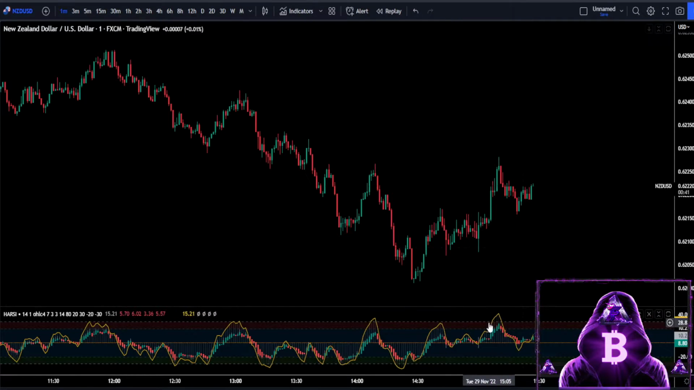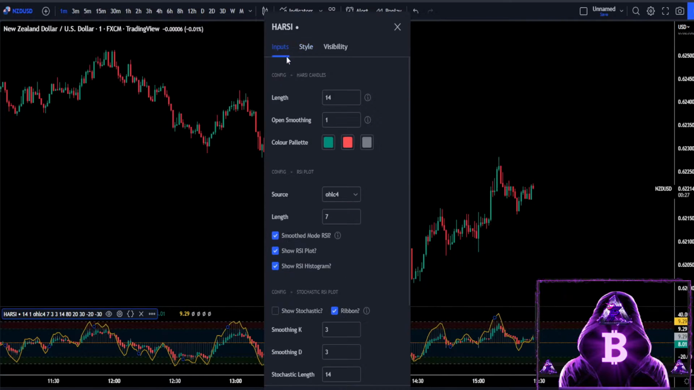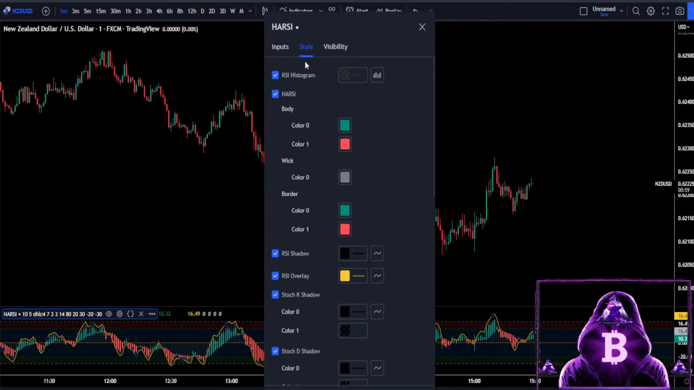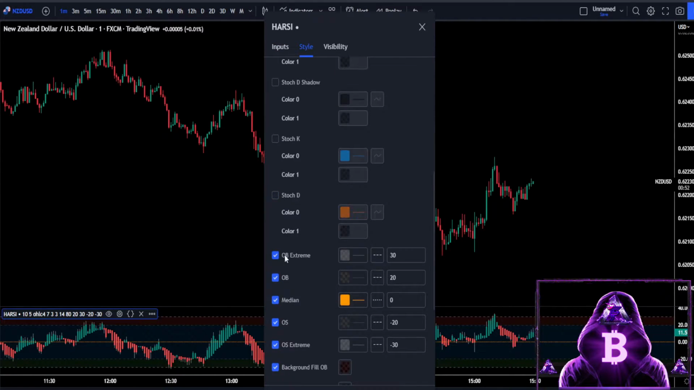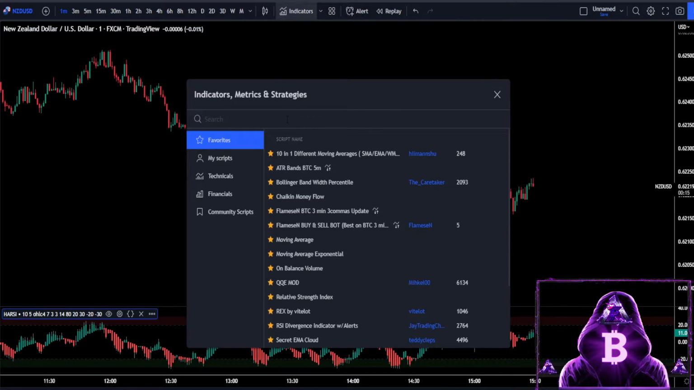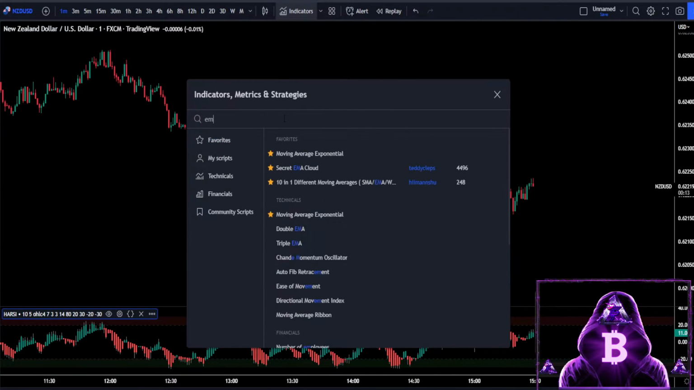Rogers. Now let's double click on it, and in the input section, change the length from 14 to 10 and the open smoothing from 1 to 5. Then we're going to head across to our style section here and hide some of the options just like I'm about to do. And the reason that we made these changes to this indicator is to make it a little more smooth and easier to read.